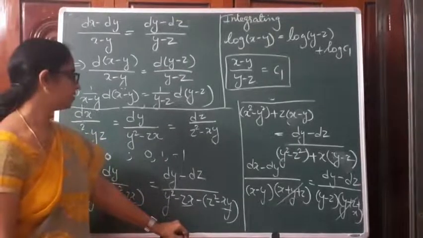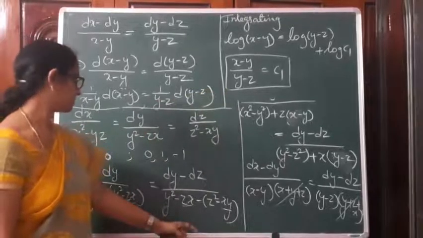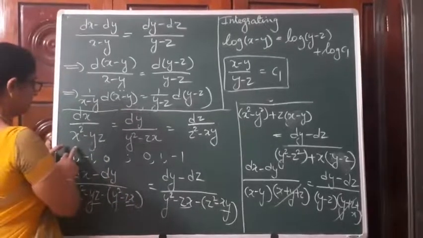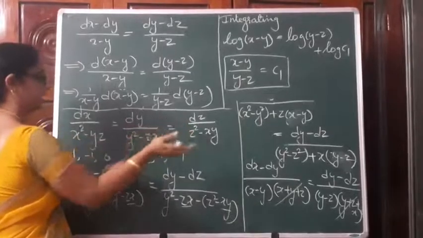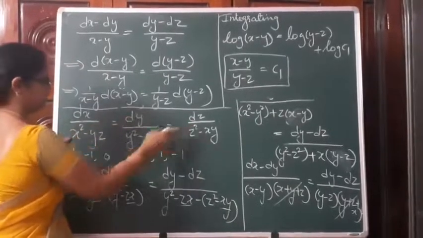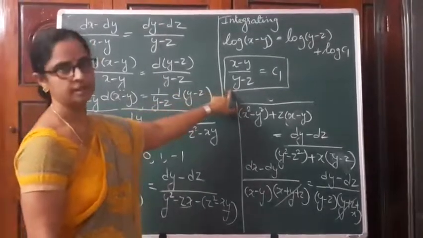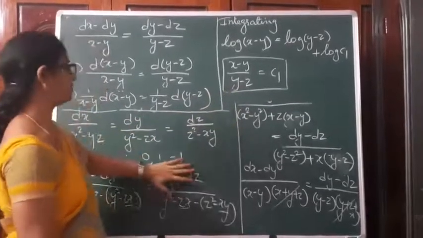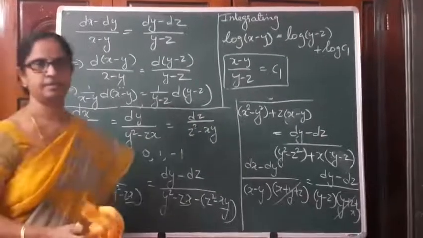Now to find another solution which is independent of this, we need to take another set of multipliers. Let me tell you one thing here: we used the multipliers 1, minus 1, 0, that is we grouped dx minus dy and dy minus dz. We may think that we can now group dx minus dz with either of these two, but in that case you get a dependent solution. The second solution will be dependent on this, so that is not our option here. We have to try some new set of multipliers.